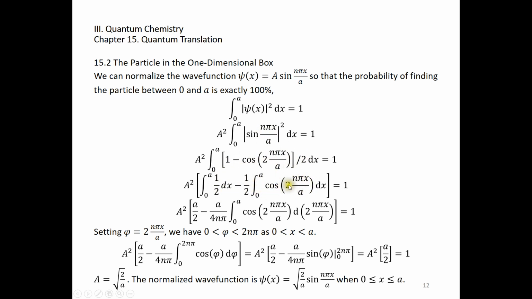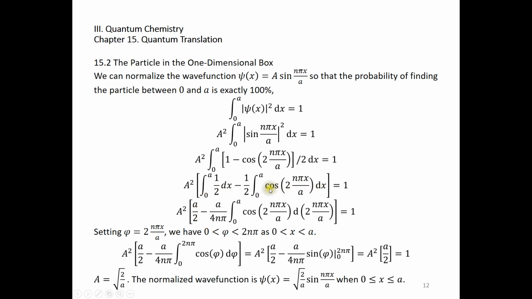And look, there's a 2 here. Again, it's because of sine squared theta. If you square a sine theta, it's equal to 1 minus cosine 2 theta divided by 2. It's just trigonometry. Over here, we can easily integrate this. This is just 1/2 of a.